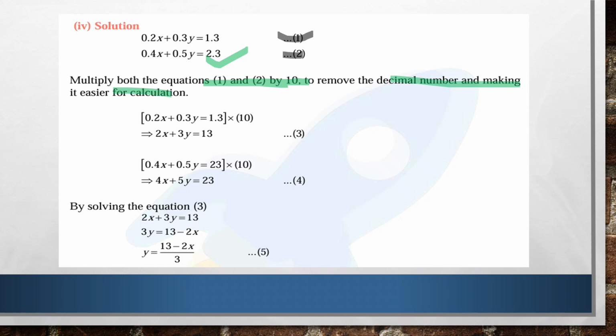So 0.2x plus 0.3y is equal to 1.3, multiplied by 10, becomes 2x plus 3y is equal to 13. Take it as equation 3. In the second also, 4x plus 5y is equal to 23. Take it as equation 4. By solving equation 3, I can write 2x plus 3y is equal to 13, so 3y is equal to 13 minus 2x. Take it as equation 5.